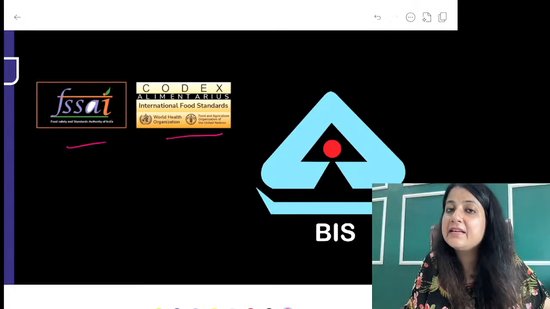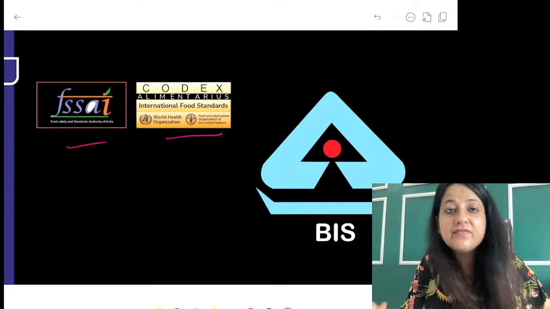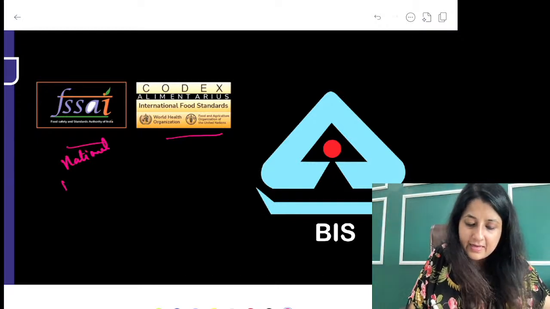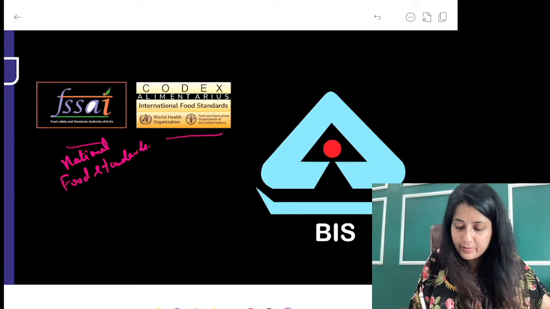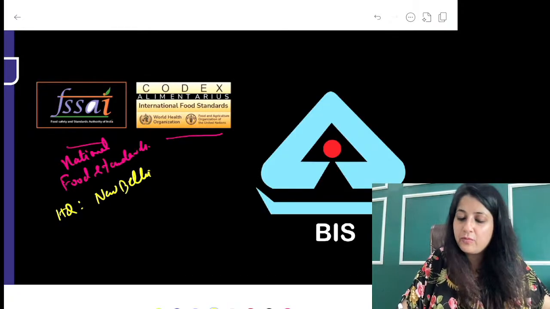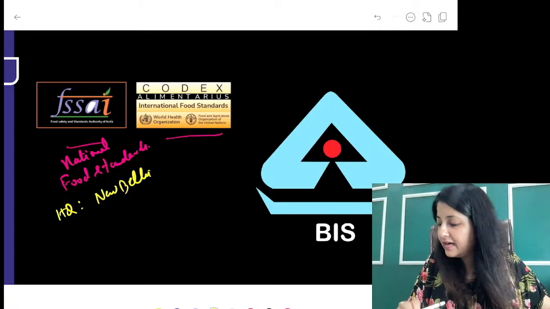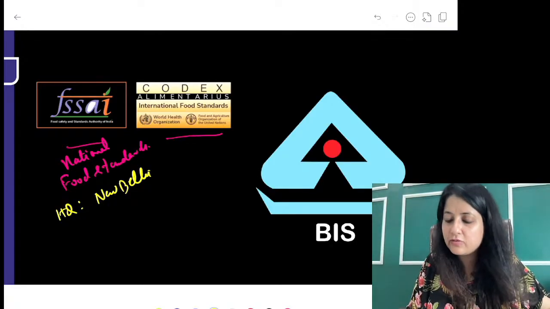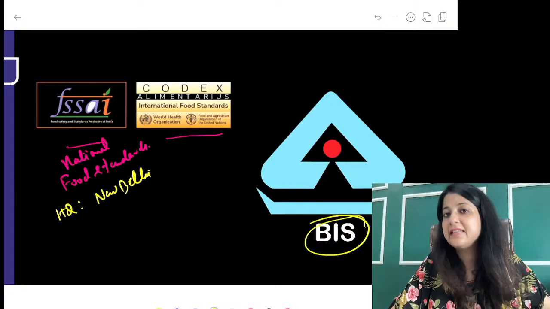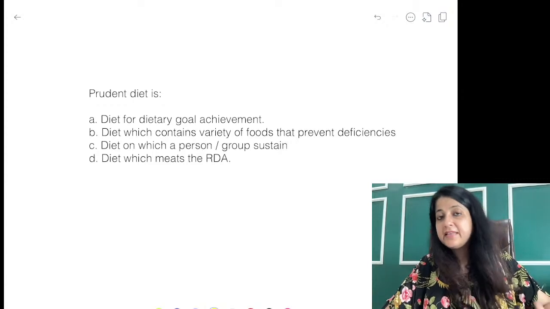FSSAI, Codex Alimentarius, this has been discussed in image based session. FSSAI is Food Safety and Standards Authority of India. This has given us the national food standards. And you also have to remember that FSSAI का जो हेडक्वार्टर है वो न्यू दिल्ली में है. ठीक है, and we adopted this FSSAI from Codex Alimentarius which gives us the international food standards. BIS already discussed. BIS is a part of ISI, guys, Indian Standards Institute. Okay, all right. Yeah, prudent diet.